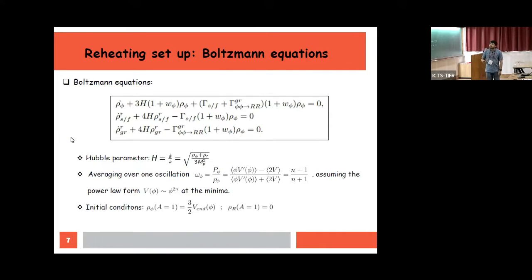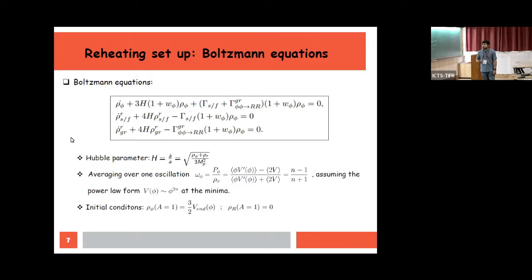So now go to the reheating setup. Here, these are the Boltzmann equations, and the first equation is for the inflaton energy density, and we took both the non-gravitational and the gravitational coupling into that. And this is for the radiation energy density coming from the non-gravitational coupling, and this is for the gravitational one. And we took the analysis here.